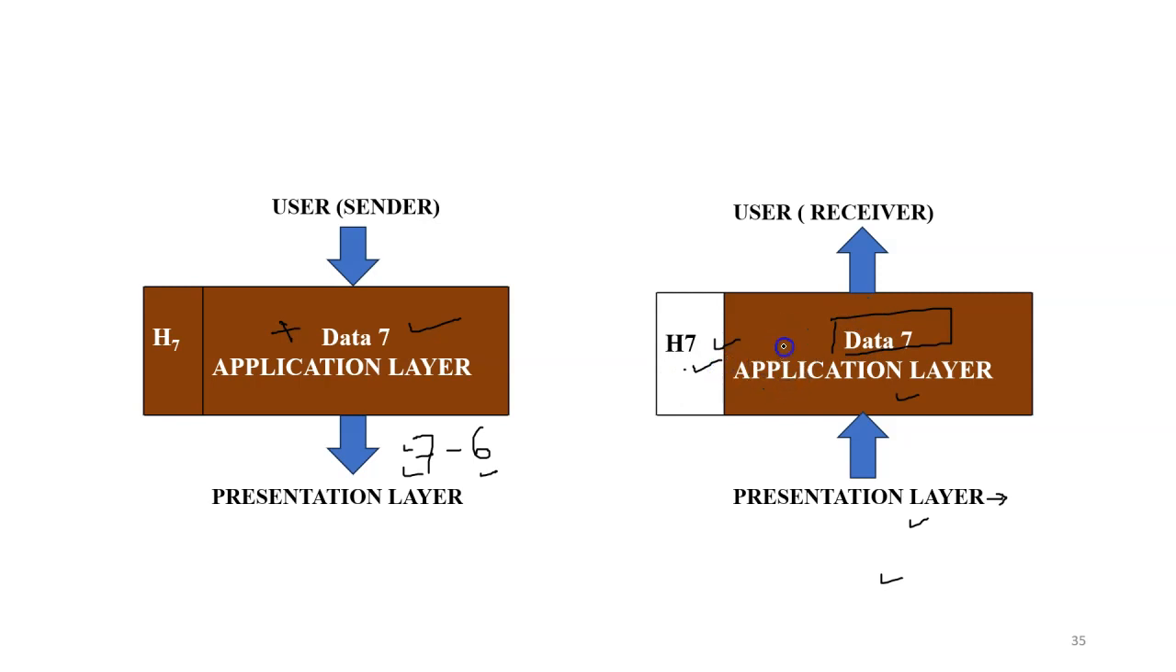Header 7 is removed by the application layer because it was added by the application layer of the sender. It seems that there is direct communication between the application layer of the sender and the application layer of the receiver. This type of communication is known as peer-to-peer communication, as we have seen in the previous videos. But the actual flow of data is from top to bottom at the sender side, and at the receiver side it is bottom to top. So after unwrapping header 7 from data 7, the remaining data, that is data 7, is sent to the user through the user interface, and the user receives the data which was sent by the sender. So this is the working of the application layer.